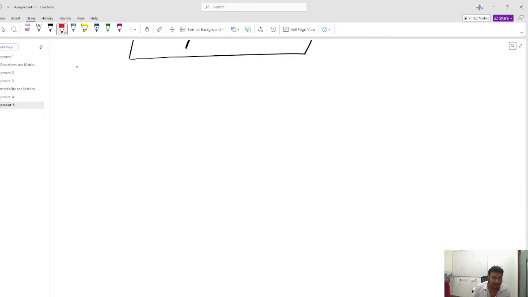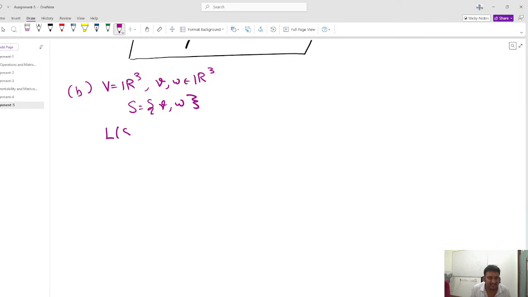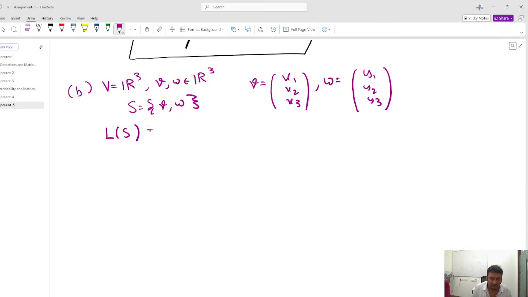Similarly, you have this B part. What is the B part? Your V is R3 and you have v, w in R3, two vectors, and say S is the span of v and w. You have to find the set of linear equations which define this S. Say v is x1, x2, x3 and w is y1, y2, y3. So what will LS be, guys?